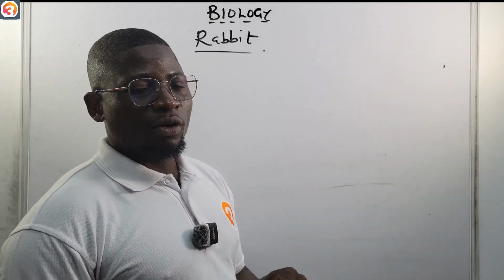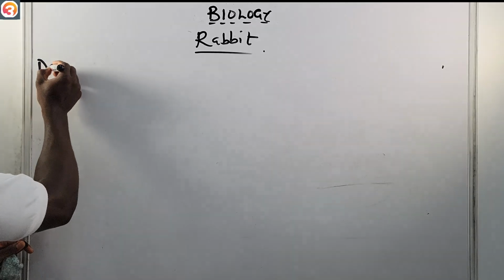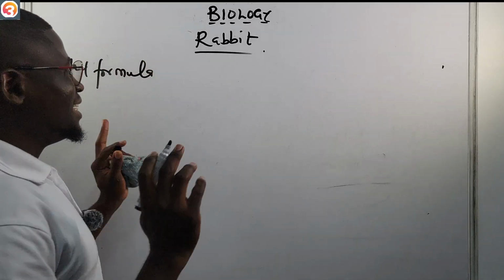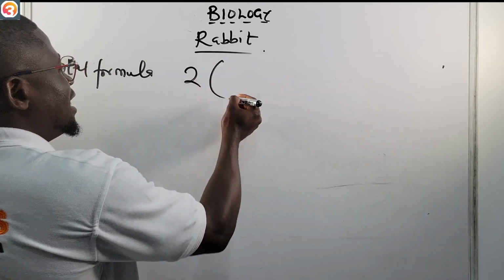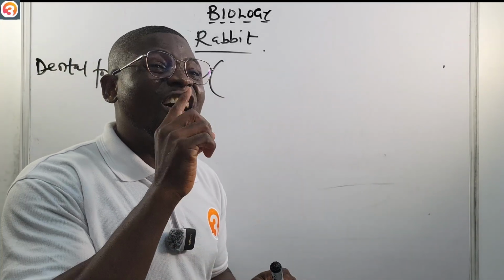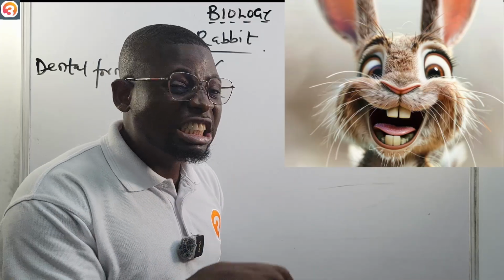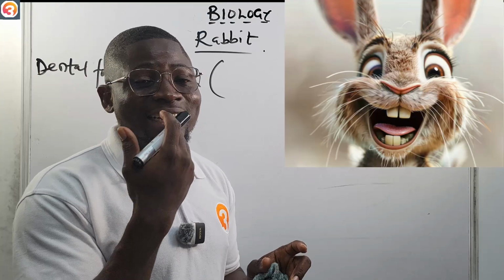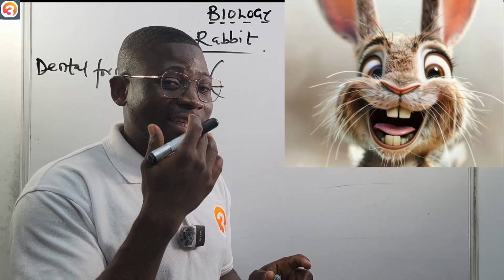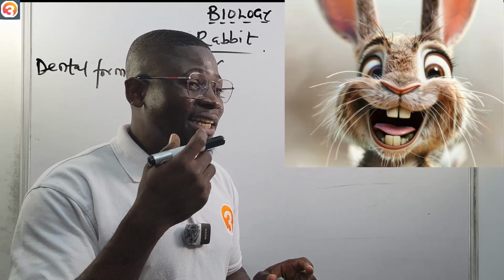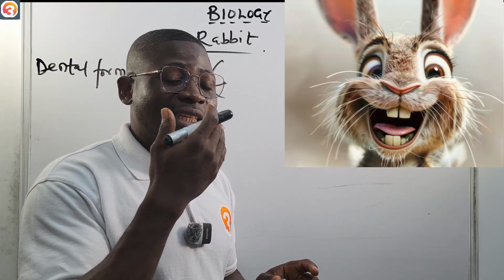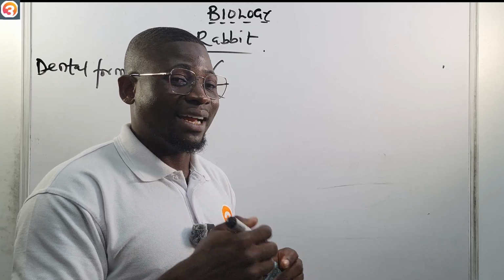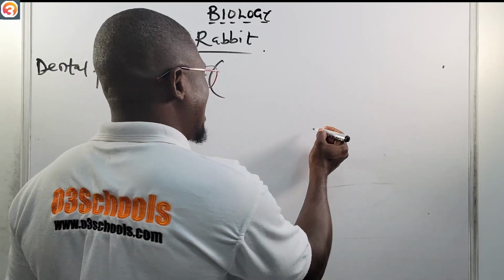Now, the dental formula for the rabbit is simple. If I say rabbit, you see two long teeth, like this. After the incisors, those two long teeth, it does not even have canines. There is a large gap between the incisors and the molars. That gap is called the diastema.